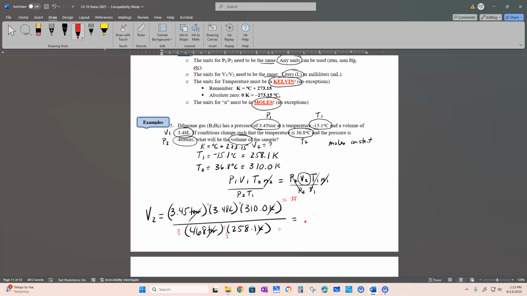So with 3 sig figs, I get 0.0308. And because I want volume, I have liters. And then it's this gas B2H6. Okay? So anything can stay constant in the combined gas law. But as I said, the tricky part of it all is just plugging it in the calculator.